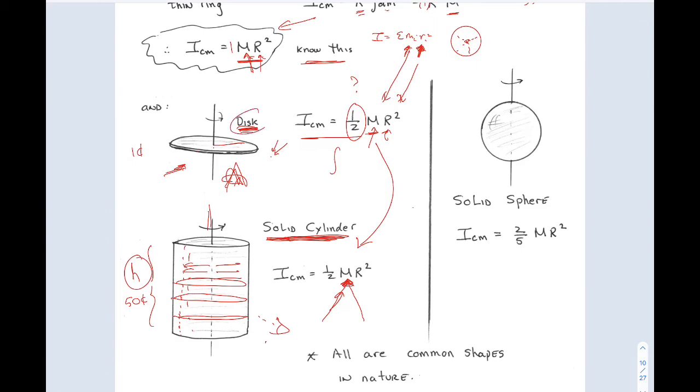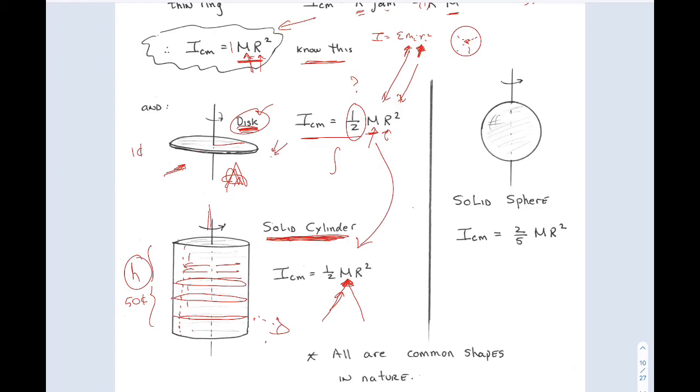So it doesn't matter whether you call that thing a disc or a cylinder. Probably better to call it a disc and call that a solid cylinder. So that's another shape. The shape we need to know besides the two sticks and the ring is a disc.